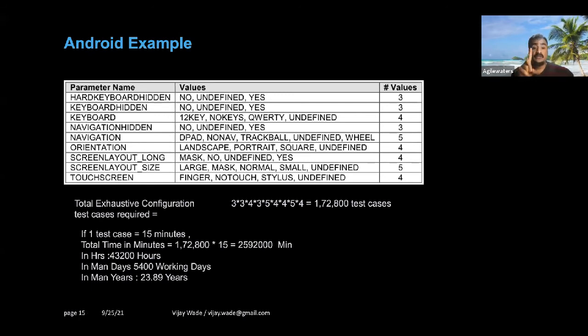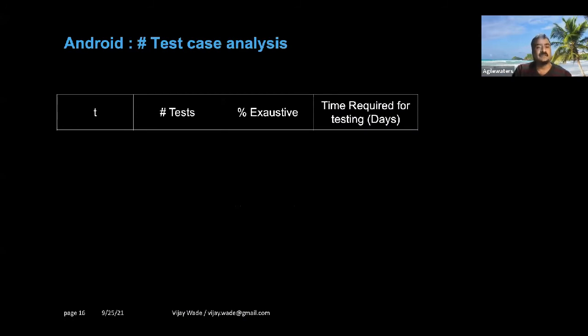Okay, so if one test case is equal to, say, 15 minutes, which is a hypothetical example, how many years will you have to take to test this Android example? 23.89 man years. Hypothetical example, don't go verbatim. So how do we do exhaustive test cases?